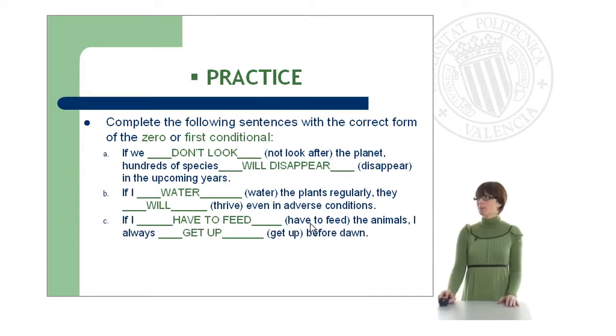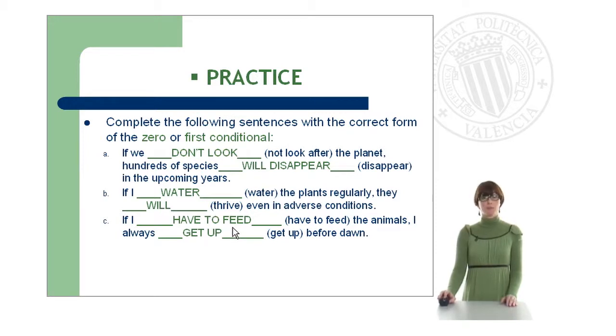If I have to feed the animals, I always get up before dawn. In this case, we have an example of a zero conditional. You could think that this is a habit of the speaker. This means that whenever he has to feed the animals, he always gets up before dawn. So remember, you use present simple and present simple, both in the if and the result clause.